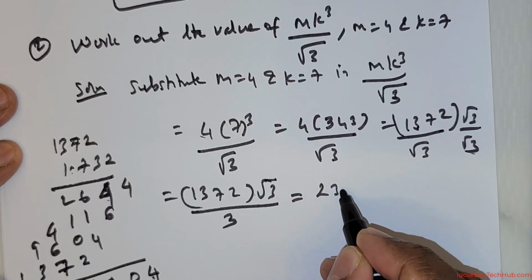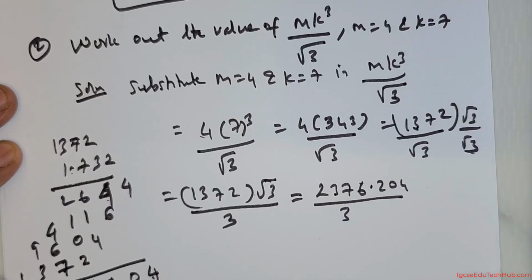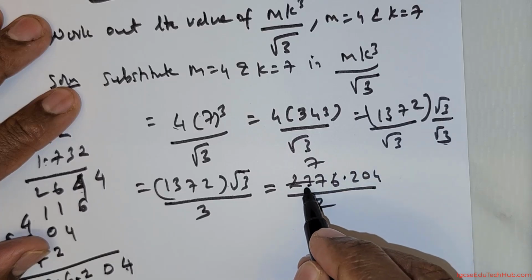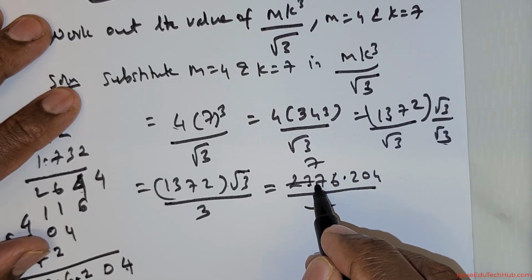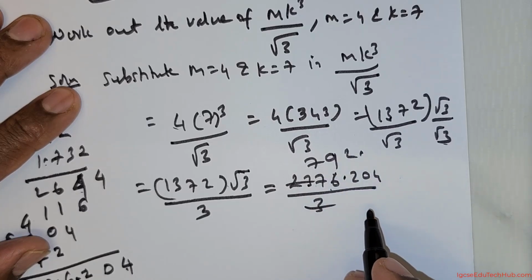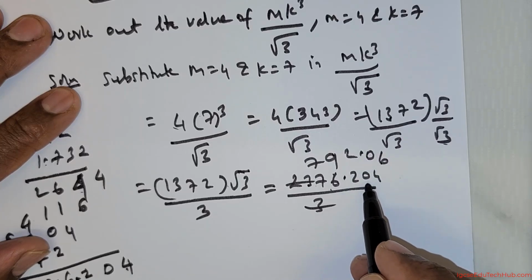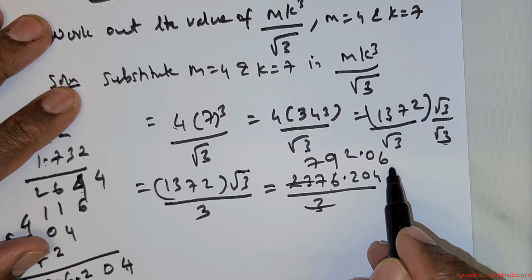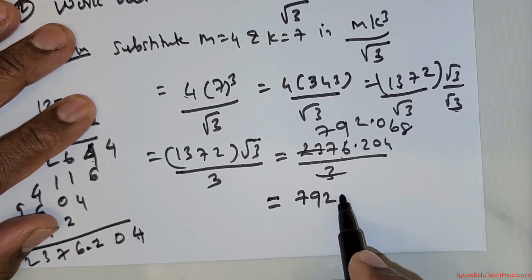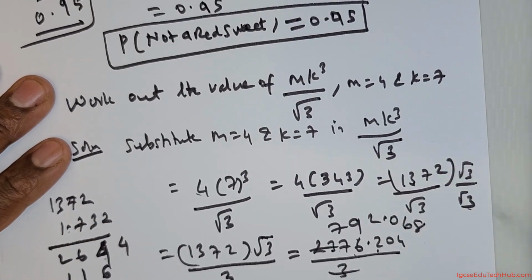So this is 2376.204. You divide by 3. So 3 divides here 7 times, 7 3s are 21, remainder 2. You get a 9, and a decimal point, and 0, and you get 8. So this is equal to 792.06. Okay, that's an approximate value, and we move on to the next one.